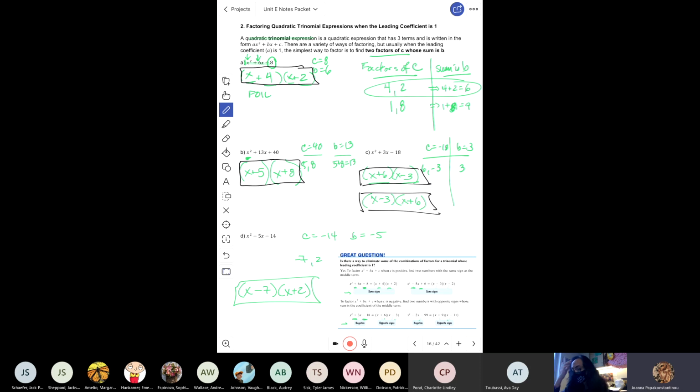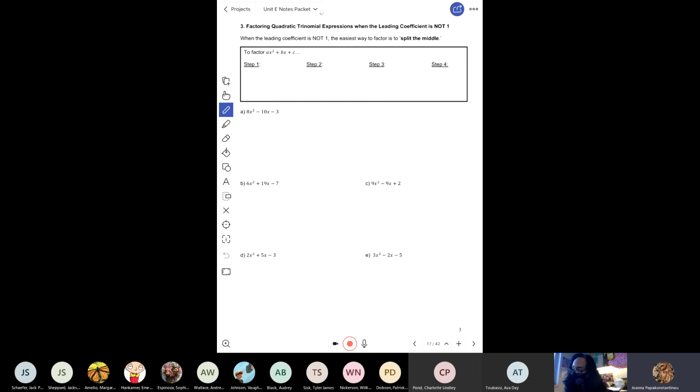Okay, now let's go through this process, but now it's a little bit more complicated when the leading coefficient is not one. When the leading coefficient is not one, we are going to use a method that is called splitting the middle. You may or may not remember this. So if I'm being asked to factor this quadratic trinomial, and I notice that A is not one, the first step is to multiply A times C. The second step is to look for factors of AC that sum to B. Same process.